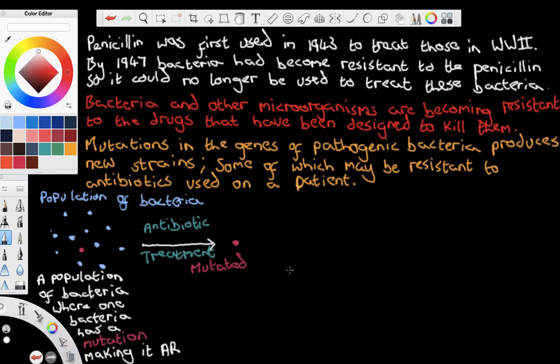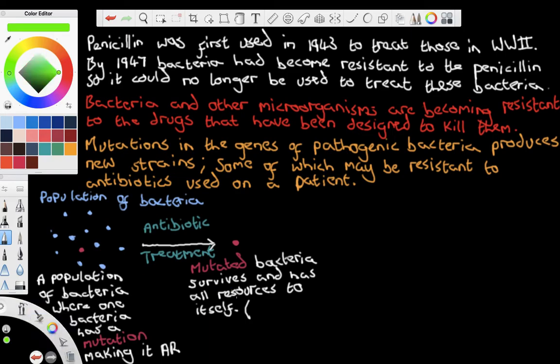So we can say underneath here that the mutated bacteria survives and has all of the resources to itself. Now, a few lessons ago, we looked at this, and this is a process known as natural selection.